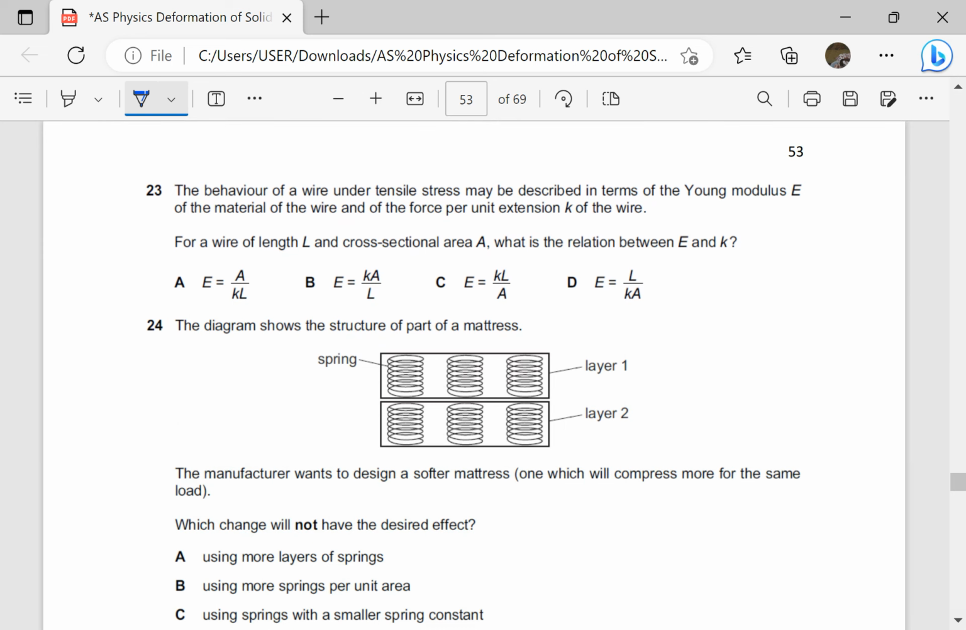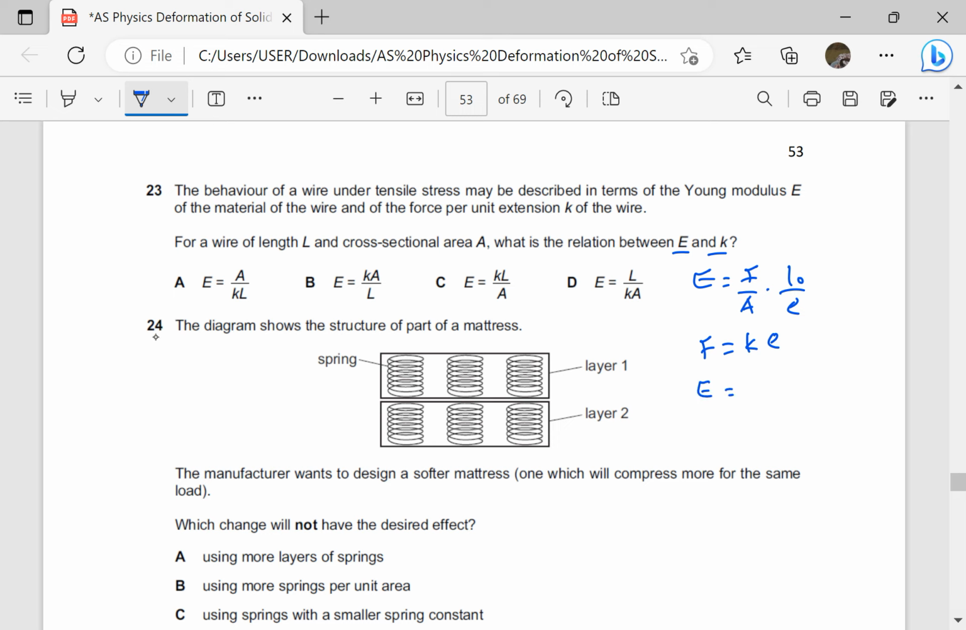The behavior of a wire under tensile stress may be described in terms of the Young modulus of the material of the wire and the force per unit extension k of the wire. For a wire of length L and cross-sectional area A, what is the relation between E and k? So first of all, we know Young modulus is force over area times original length over extension. And from Hooke's law, we also know that F is equal to k times extension. So what is the relationship between E and k? So I'll remove F.